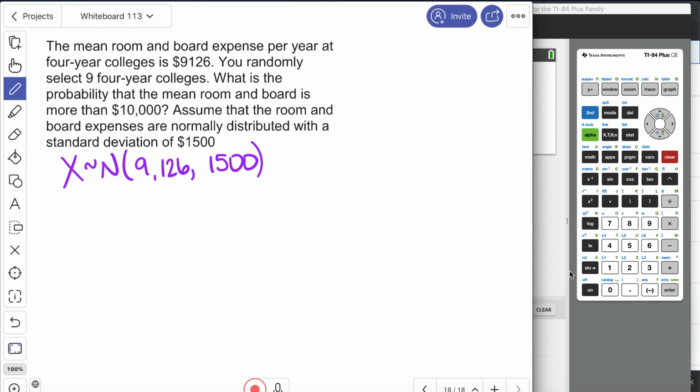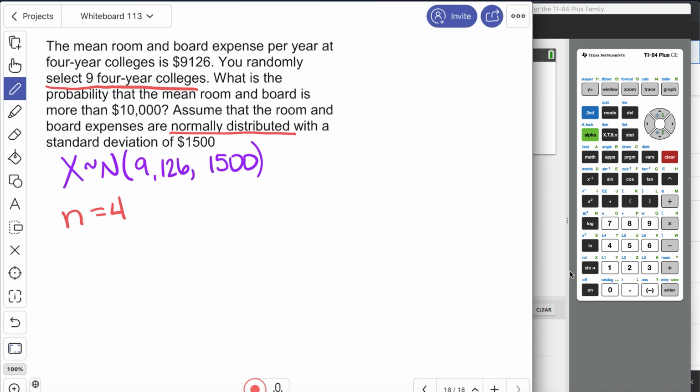And anytime you see a sample size, you're going to think to yourself, central limit theorem. There are two cases. The first case is if the sample size is bigger than 30. It's automatic central limit theorem. The second case is if your sample size is not bigger than 30, such as here, where our sample size n is 9. So because n is not bigger than 30, we need an additional piece of information. They need to tell us that the distribution we're pulling from is already normally distributed. Here it says assume that room and board expenses are normally distributed. They have to tell us that to use the central limit theorem when the sample size is less than 30.